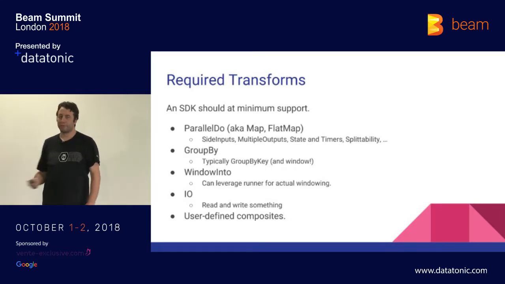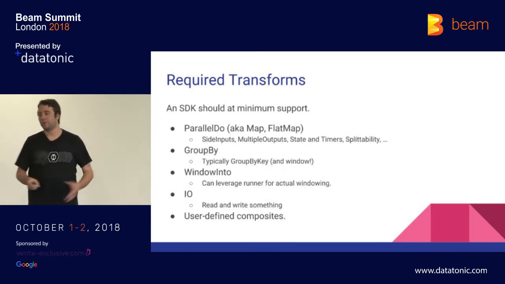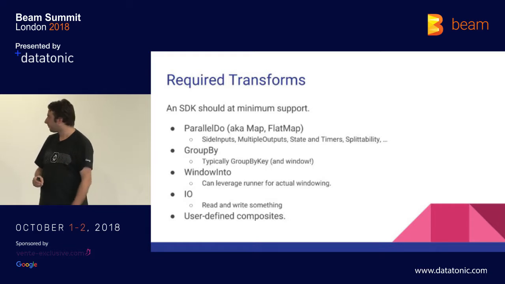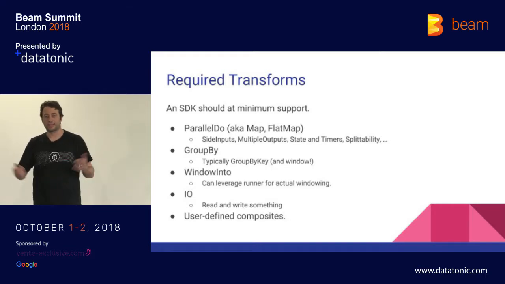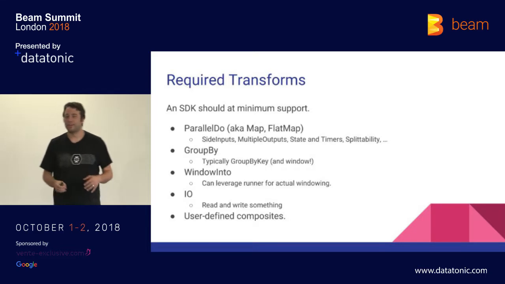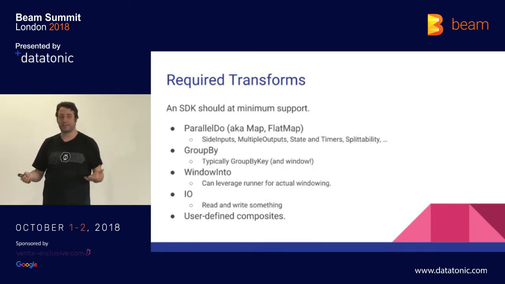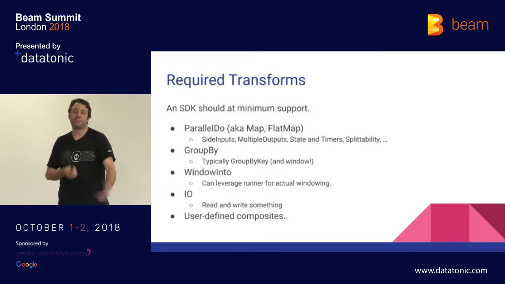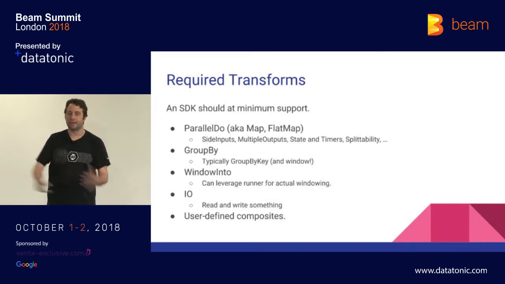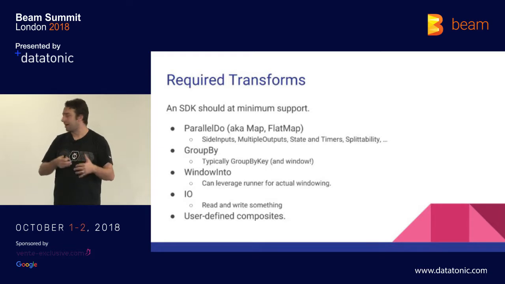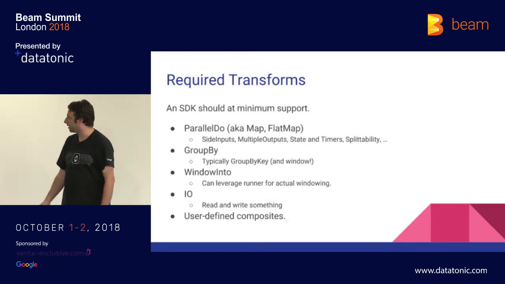You need some kind of a grouping operation. So a group by key or a group by field or whatever your SDK represents the grouping operation as. You need a window into. Some might say, well, if I'm just going to do batch, why do I need window into? But it's an important part of the Beam model to be able to at least track, if everything's in the global window, have at least some notion to say everything's in the global window, so that when it comes time to add streaming, you don't have to throw out an entire SDK. You really need a way to track what the windowing information is for a PCollection.